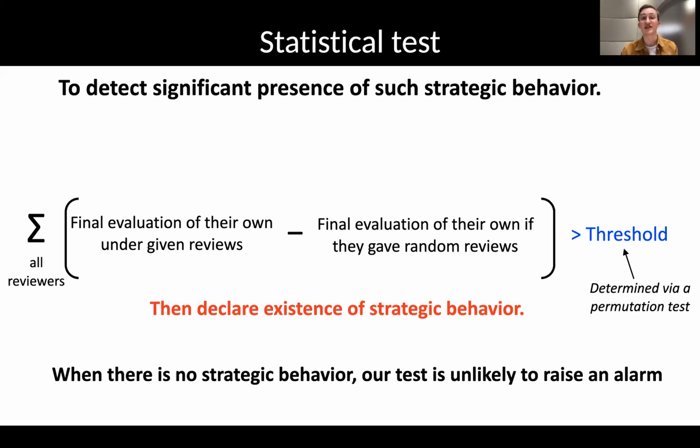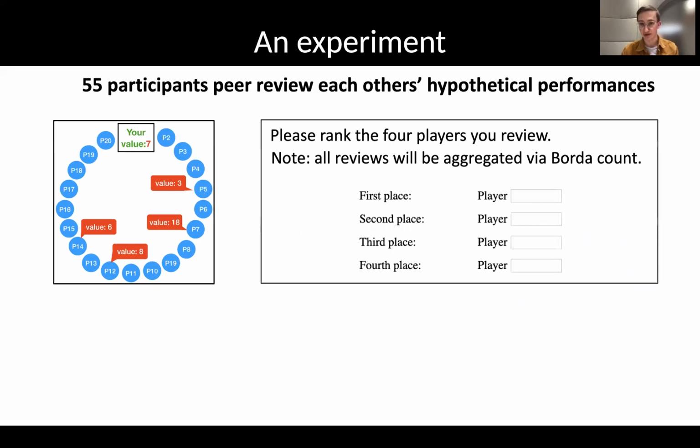So to evaluate the detection power of our test, we ran an experiment. And in this experiment, 55 participants were peer reviewing each other's hypothetical performance. So how was the experiment set up? A participant comes to the system and they play a game in which there are 20 people, and each of them needs to review the performance of 4 of others. So if, say, we are a player, then the system tells us that, hey, our performance is 7, and we are also given the performance of 4 other competitors. And what we need to do is rank these competitors to ensure that our position is improved.